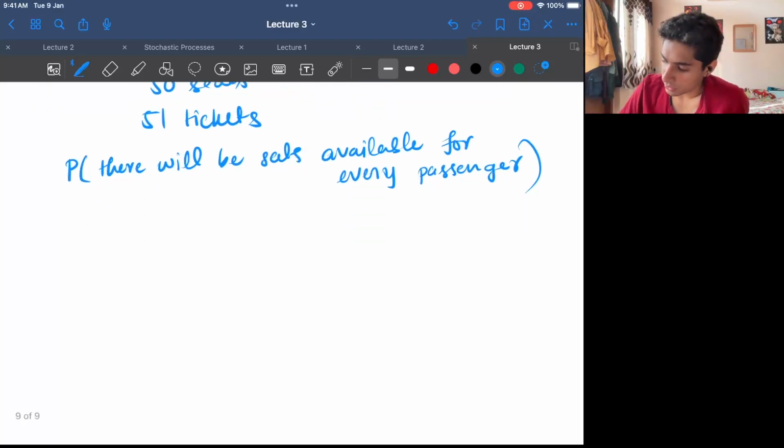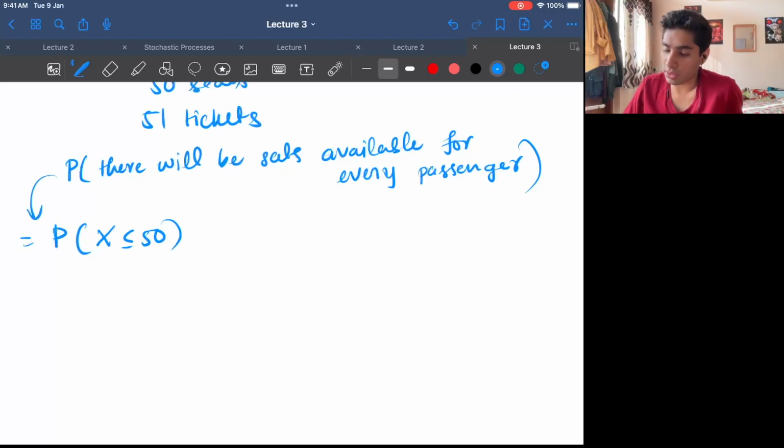So let's say the number of people that are on board is denoted by x. So what is the probability that x is less than or equal to 50? That is the probability being asked. I hope you can see, because if x is less than or equal to 50, then every person will get a seat.